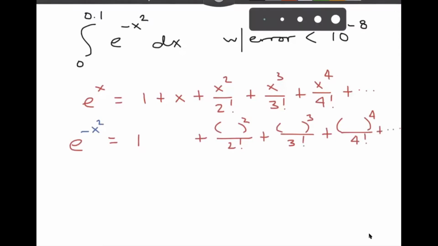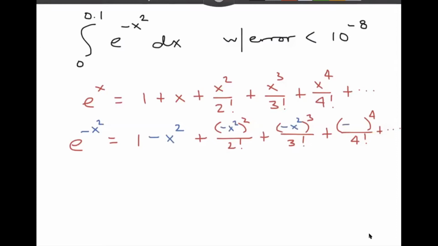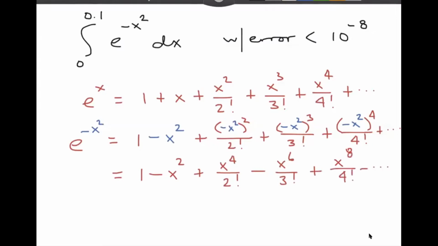1 minus x squared plus the square of negative x squared over 2 factorial plus the cube of negative x squared over 3 factorial plus the fourth power of negative x squared over 4 factorial. In other words, 1 minus x squared plus x to the fourth over 2 factorial minus x to the sixth over 3 factorial plus x to the eighth over 4 factorial, et cetera, et cetera. All right, so now I'm going to integrate that series term by term.